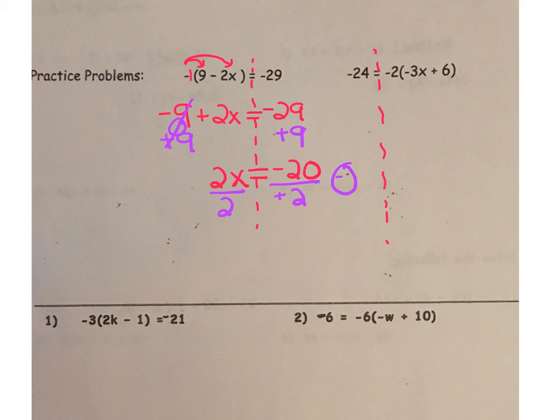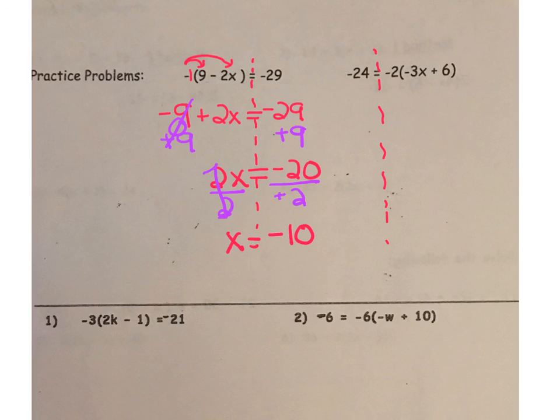Thinking about integers, we know that a negative divided by a positive gives us a -10. So that's one option. Distribute the -1. Here's the other option.